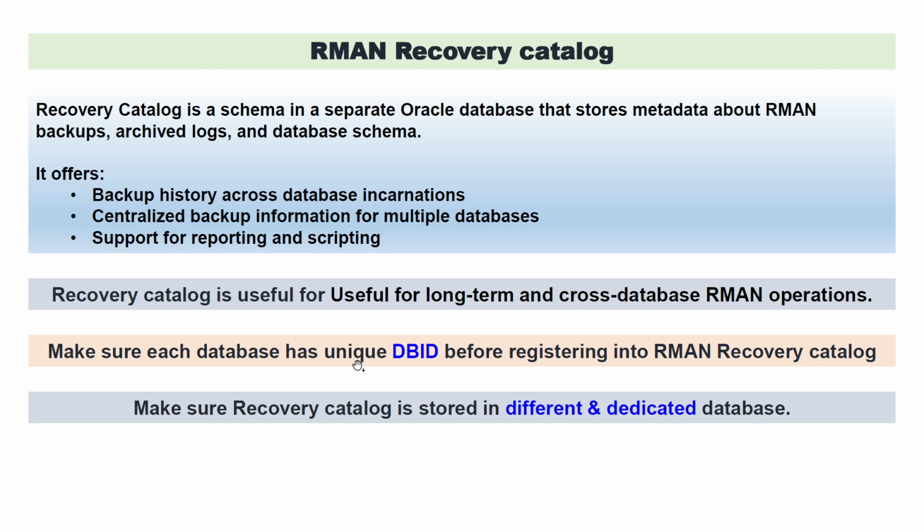Make sure each database has a unique DBID. This is very important. Once you understand the concept of the RMAN recovery catalog, you will understand why the DBID comes into the picture. You should always make sure that each DBID which you are registering in the recovery catalog is unique. Also, make sure the recovery catalog is stored in a different and dedicated database.